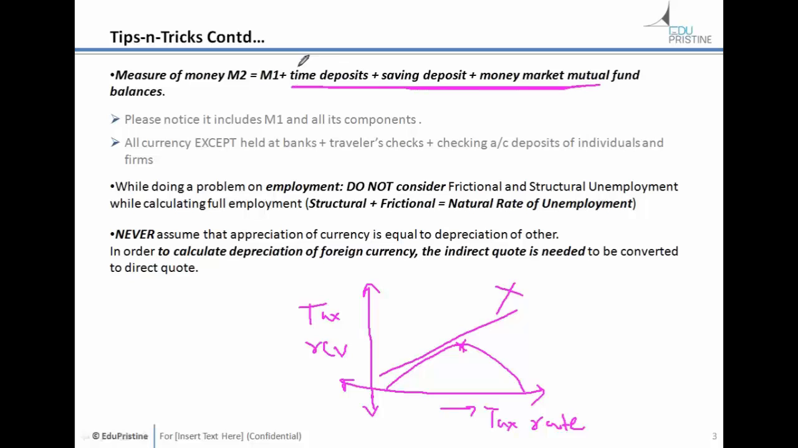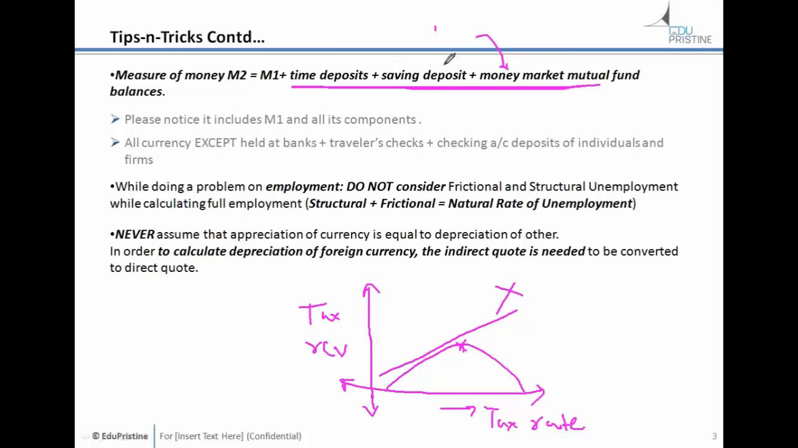So time deposits, which are nothing but your FDs, savings deposits, which is nothing but the money which is put in your normal bank accounts or your current accounts or the savings account money, and money market mutual funds, which is nothing but the money which is invested by banks in mutual funds. This will not form a part of your M1.